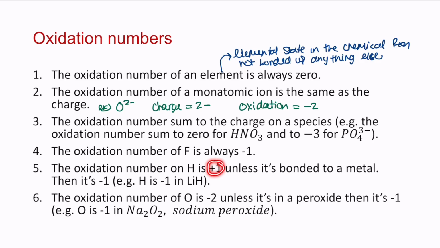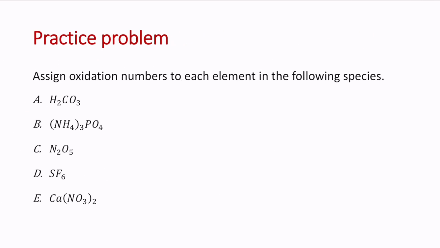Hydrogen is always +1 unless it's bonded with a metal. Then it will be -1. We really won't see that in this class. So when you see hydrogen, it's going to be +1. Oxygen is always -2, unless it is a peroxide, then it's going to be -1. So let's get some practice with this.